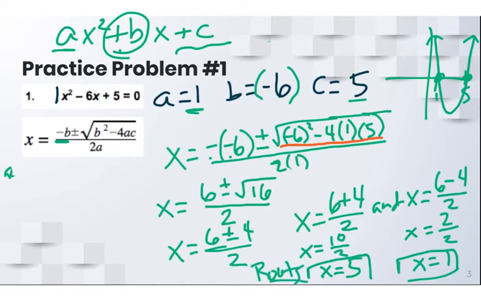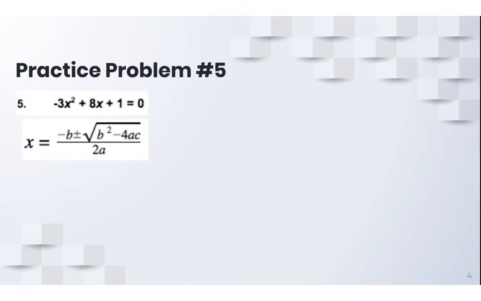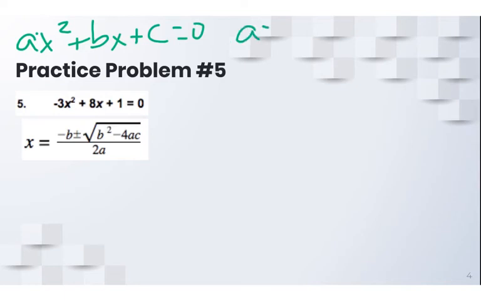Okay, so next one. All right, exactly the same thing here. So I look at this, and let me write my ax squared plus bx plus c equals 0. So my a value is -3, right? That's always in front of x squared. B value is a +8.